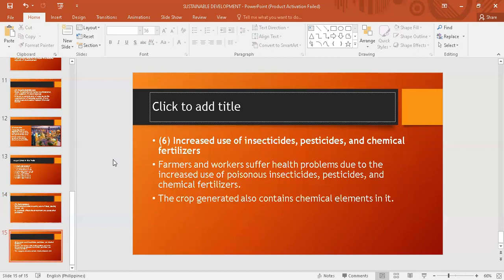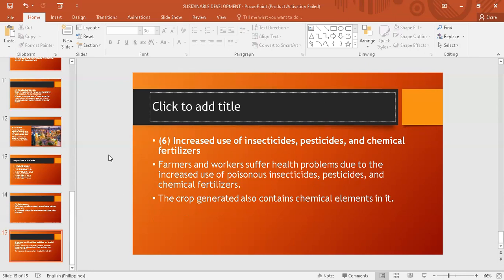Increase of use of insecticides, pesticides, and chemical fertilizers. So, yung mga farmers natin, no, if they use insecticides, pesticides, and chemical fertilizers, nagdudulot ito ng health problems, no? Kasi poisonous actually yan. Hindi lang sa mga insects, pati sa mga gumagamit. May mga nakikita akong farmers, they even do not use mask, face mask, while having these fertilizers sa kanilang farm. The crop generated also contains chemical elements in it.